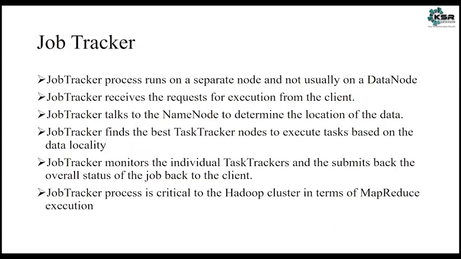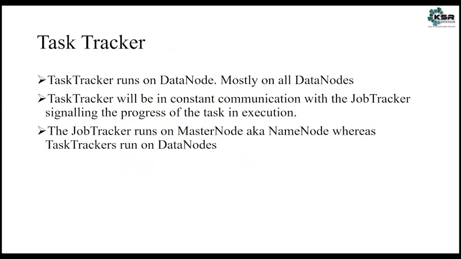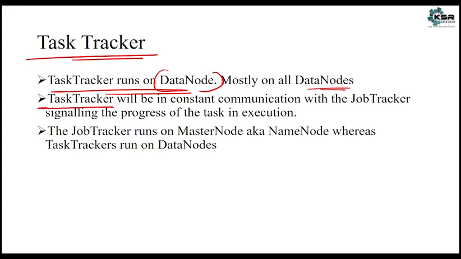Now let's go and see what is your role here. Now what is a task tracker? Task tracker usually runs on the same node as a data node. That is why I'm saying your node is a data node. In the same node, in the same machine, you will have another service called task tracker, mostly on all the data nodes. Task tracker will be in constant communication with a job tracker who is going to give the task, who is present in the name node, to see what you have progressed on the work, how much you have done. You need to update, not me as a name node.